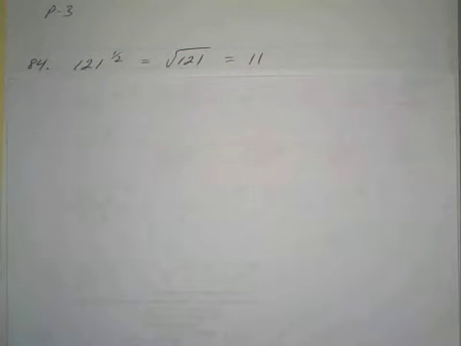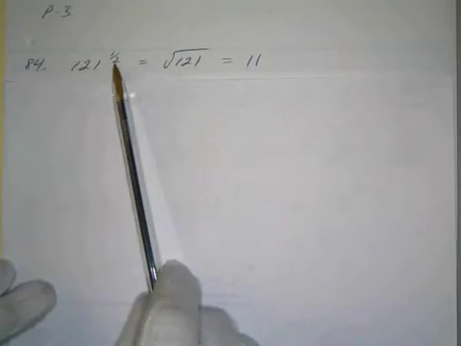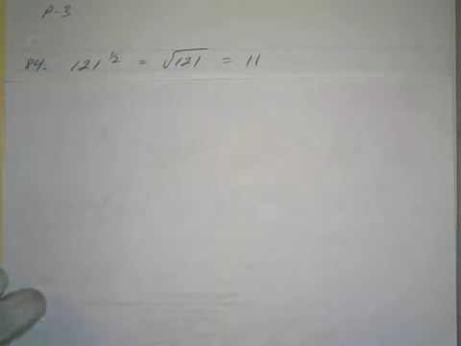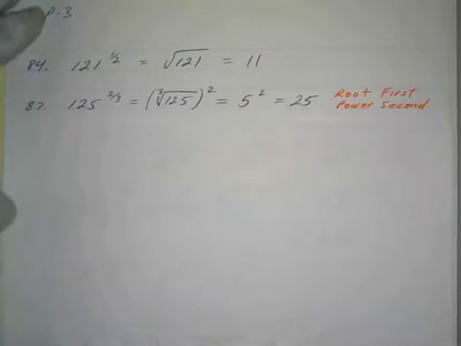Okay, these are more problems from section P3. This is number 84, and it was just the 1/2. I'm going to simplify this, 121 to the 1/2 power, but the 1/2 is the same thing as the square root, and the square root of 121 is 11, because 11 times 11 is 121.